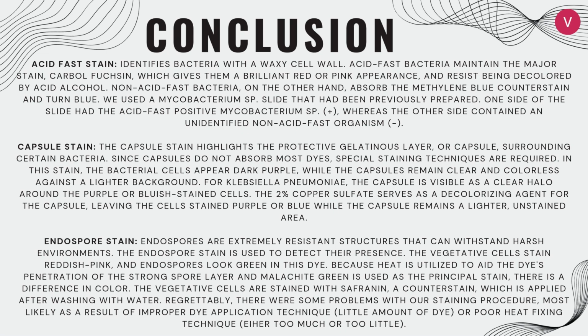The capsule stain stains the protective gelatinous layer, or the capsule, that surrounds the bacteria. In this stain, the bacterial cells appear dark purple while the capsule remains clear and colorless. For the Klebsiella pneumoniae, the capsule was visible as a clear halo around the purple bluish stained cells, and the 2% copper sulfate serves as the decolorizing agent for the capsule, so it leaves the cells stained purple or blue while the capsule remains unstained.